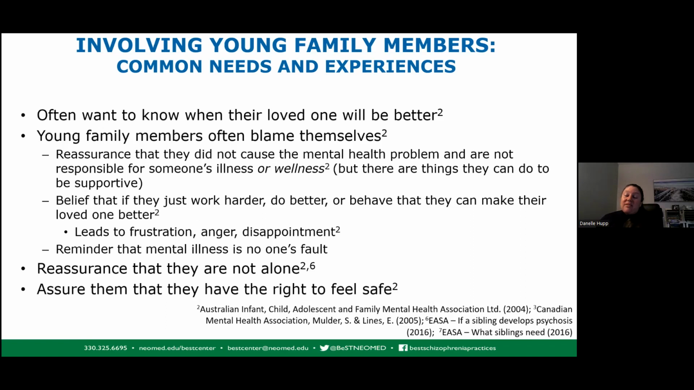Oftentimes kiddos think that if I just work harder, if I'm smarter, if I do better, if I just can behave, my loved one will get better. They have this idea that they have these magical powers. If I just do everything right, things will be okay. And we know that that's not going to be the case. So this can lead to a lot of frustration and disappointment and anger. So it's really just reminding them that mental illness is no one's fault, including their own. Reassuring them that they're not alone. They have the right to feel safe.